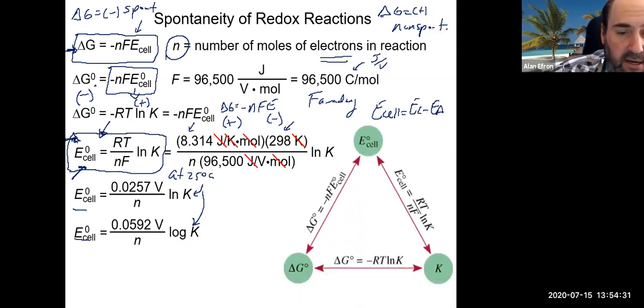So that brings us to our triangle, our trifecta of wonderfulness. This is our ways to go between all of the values we've been talking about in these last couple of chapters. We have our delta E, our cell voltage. If we have the cell voltage, we could get our delta G naught. If we have the cell voltage, we could also get our equilibrium constant, using these two equations on this page. If we have our delta G, we could get our E. We could also get our K and vice versa. So we could use all three of these formulas to calculate a lot of thermodynamic properties.